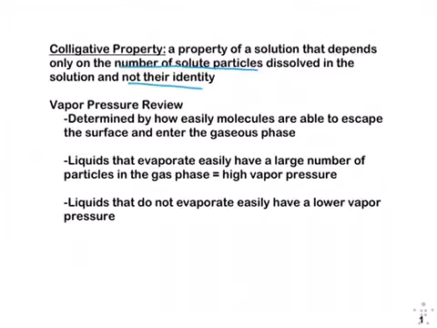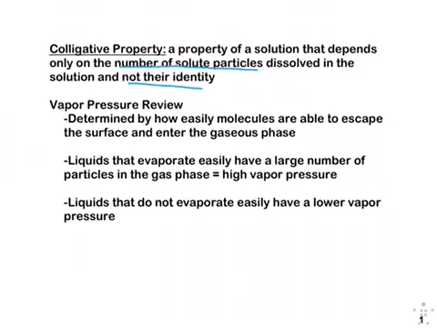Colligative properties really rely on vapor pressure. And so just to review a little bit about vapor pressure, vapor pressure is determined by how easily molecules are able to escape the surface and enter the gaseous phase. And so remember, evaporation only happens if the particles are sitting at the surface of the liquid. So you're not going to evaporate a water molecule if it's at the bottom of your water bottle. You're going to evaporate the water molecules at the surface. And eventually, the molecules at the bottom will be at the surface as more and more water molecules evaporate.